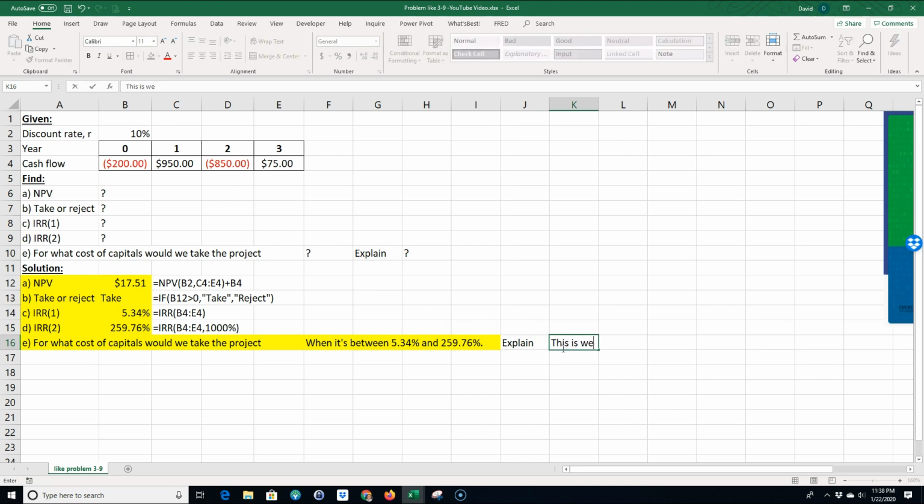this is where NPV would be positive. Okay.